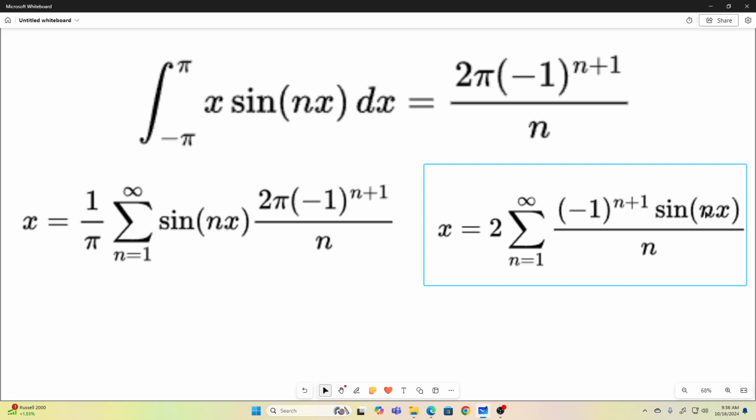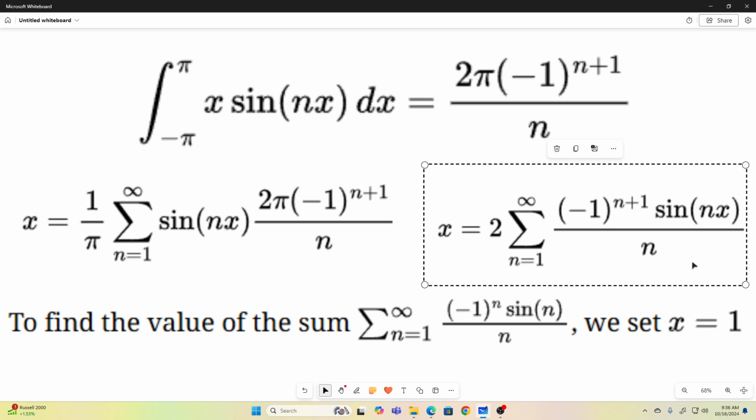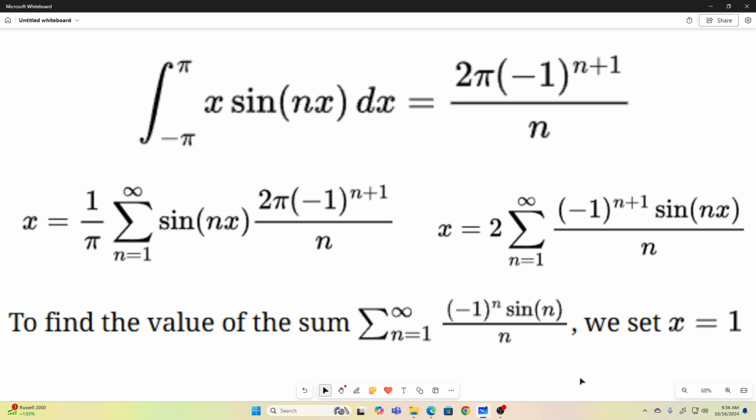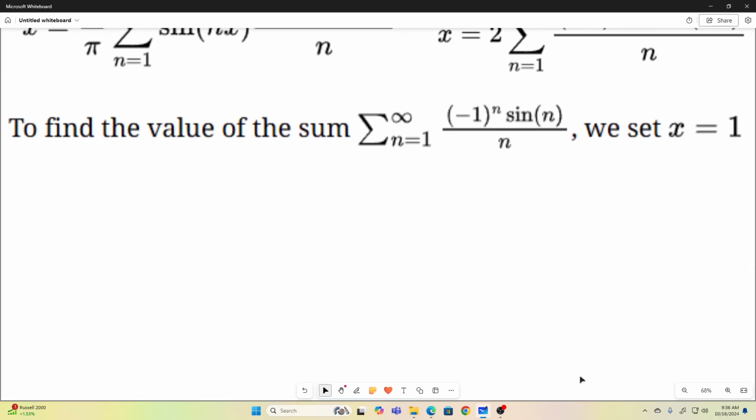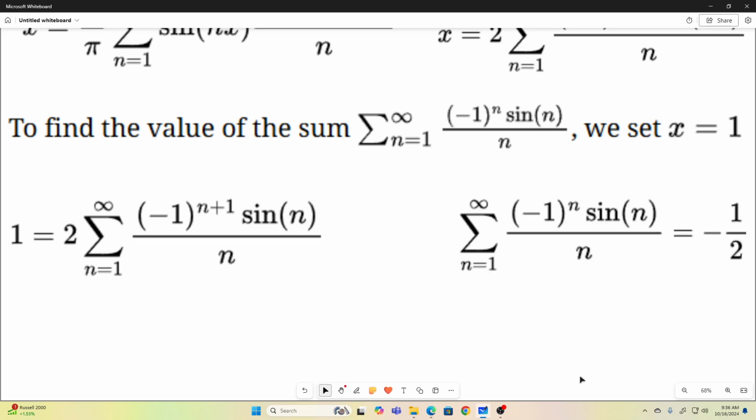And you can see that this is almost the sum we want. What we'll do is we'll let x equal 1, because if this equality holds on the interval negative pi to pi, then it will hold for x equal to 1 as well. All right, so we just set x equal to 1. All right, and what we get is this. Setting x equal to 1 gives us this, and that will simplify to this.